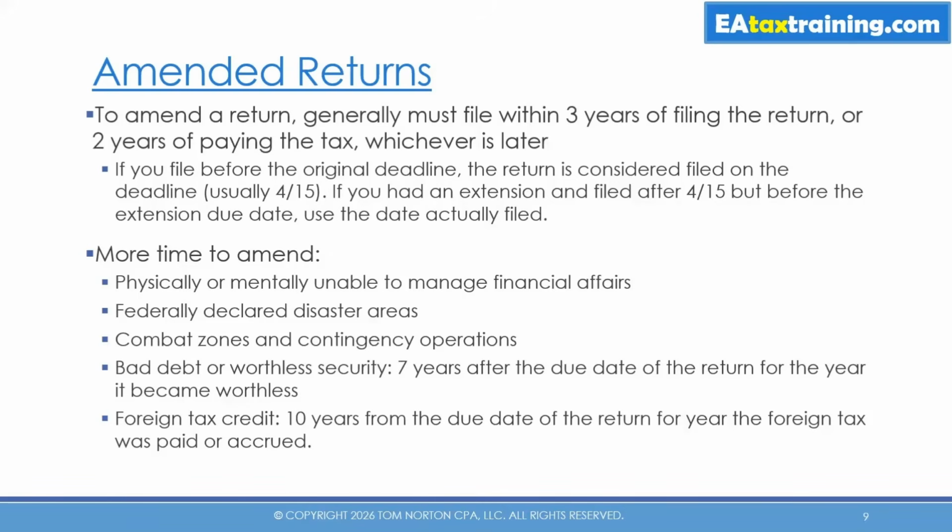If the reason you were amending was due to a foreign tax credit, then you've got 10 years from the original due date of the return to amend that return. So if you're amending your 2025 return for a foreign tax credit, you've got until April 15th of 2036 in order to amend that 2025 return. So remember those 7 and 10-year exceptions for the exam.